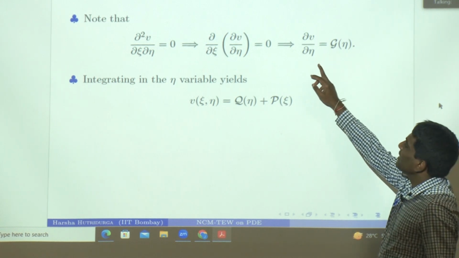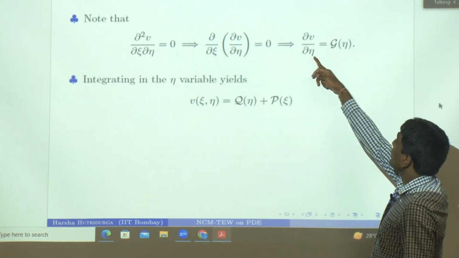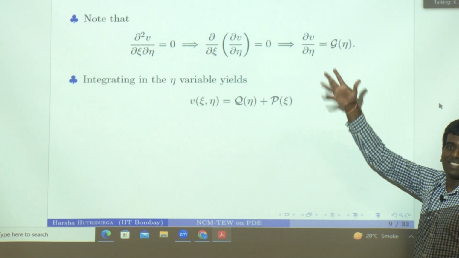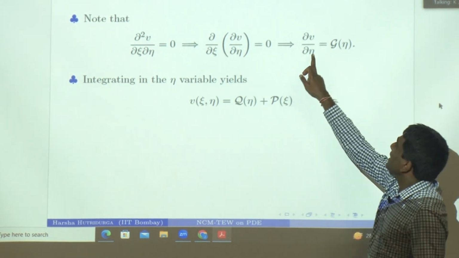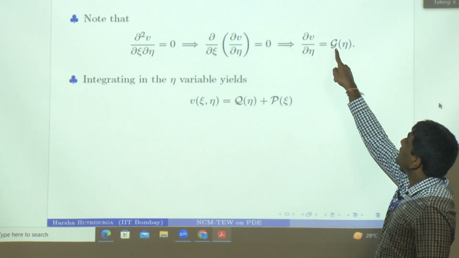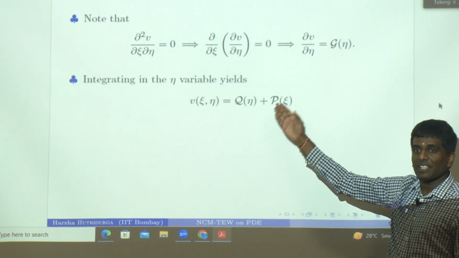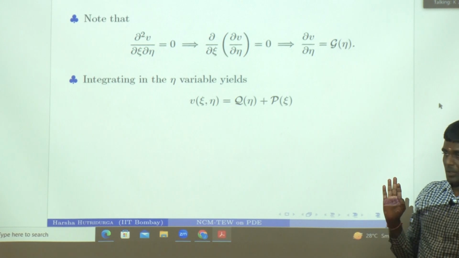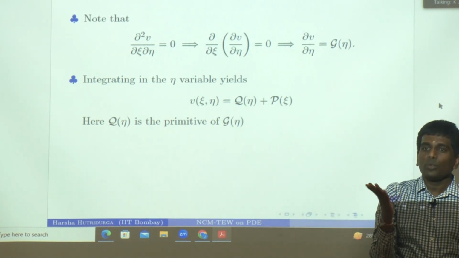Now, if you integrate this in the eta variable, because this is a differential equation in the eta variable, this has got a primitive. Okay, this is some function you want to integrate, and you call that primitive q. So this v of psi comma eta now is the primitive of this, which we are giving a name q of eta, plus some constant, and that constant can be any function of psi also. So you call that p of psi. Okay, where q is the primitive of g. Okay, so far this q and p are just notations. We don't know what they are.